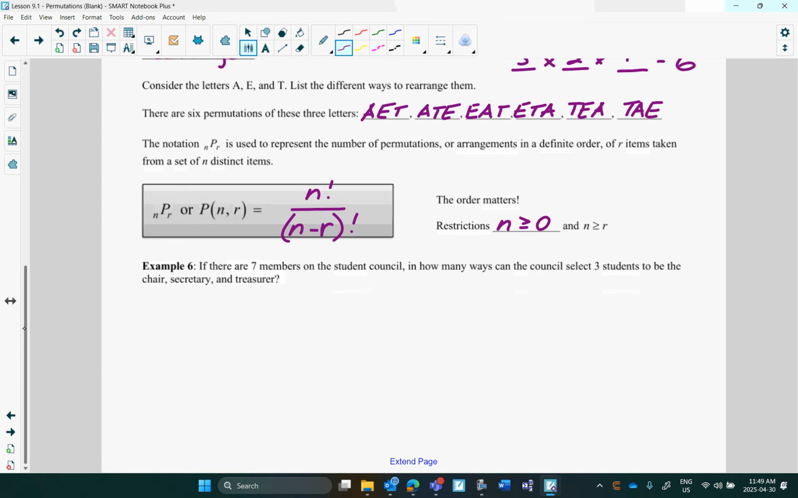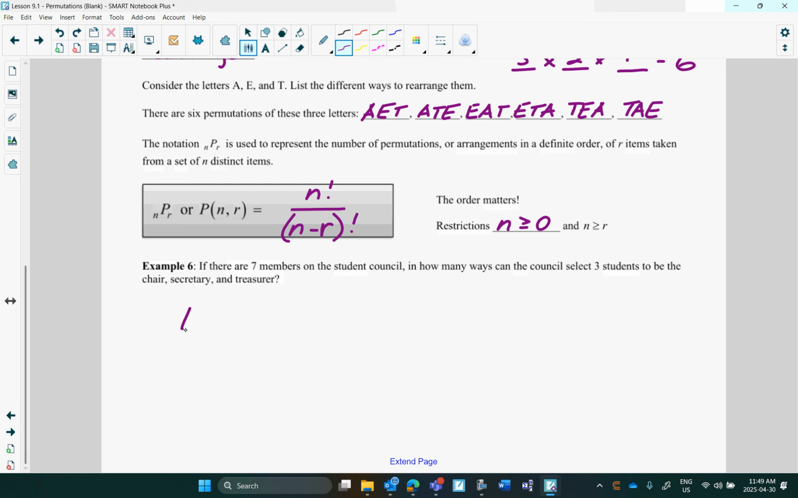So let's look at an example. If there are 7 members on the student council, how many ways can they select 3 students to be the chair, secretary, and treasurer? So the order matters. Whoever's first is the chair. Whoever's second is the secretary. Whoever's third is the treasurer.